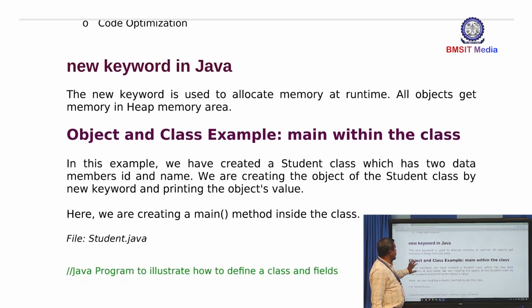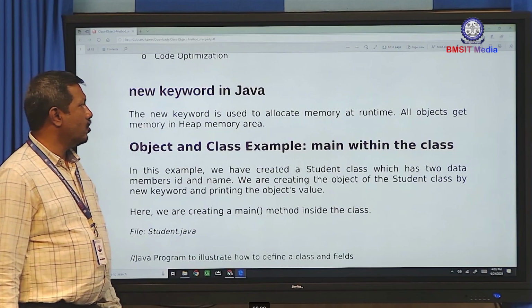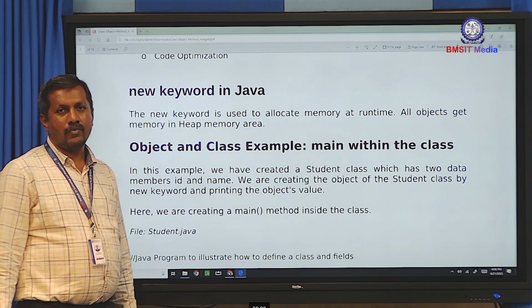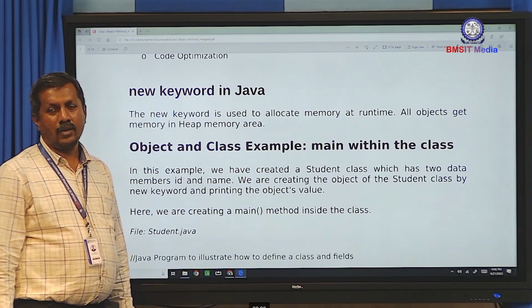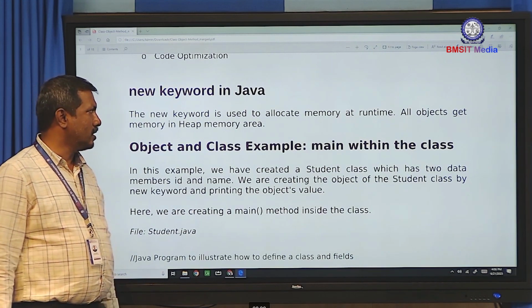The next topic is about the new keyword in Java. What is this new keyword? The new keyword is used to allocate memory at runtime. As I said, at the runtime of the Java program, we allocate the memory for the objects. That is the point we discussed.